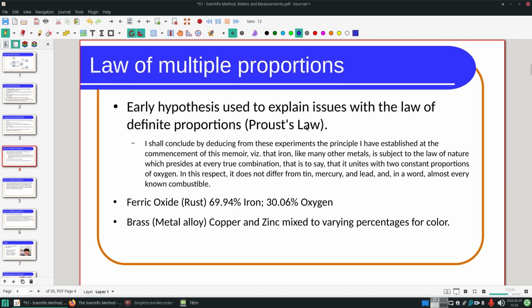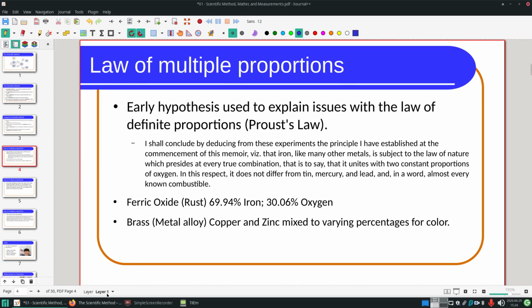All right, so Proust's law was called a law because it is found to be true. Now, we don't say it's a law of nature necessarily anymore. We understand a little bit more what's going on. But what we do say is true is that when you find a compound in nature, all the oxides of any metals, you're going to find the percentage of those are fixed. They don't vary.